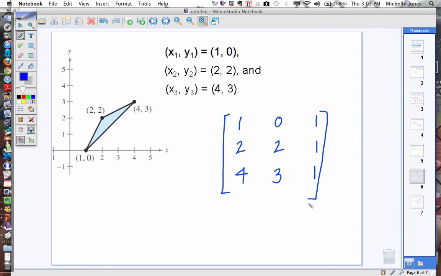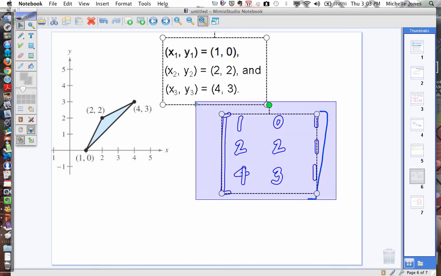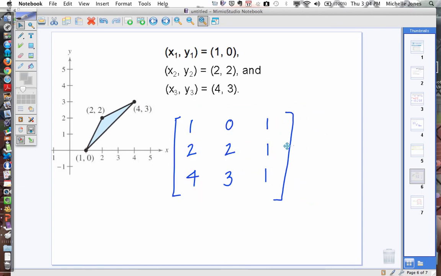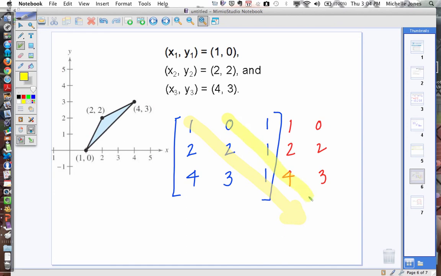The next thing we want to do is take the determinant of this. So let's see. Determinant we saw, let me make some more room here. We need to copy our columns 1 and 2. So we'll do that in red. So I have 1, 2, 4, 0, 2, 3. And we're going to start by going down.